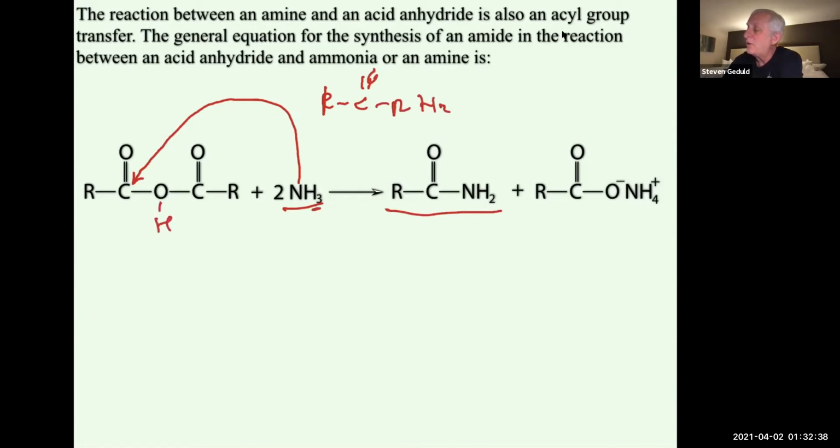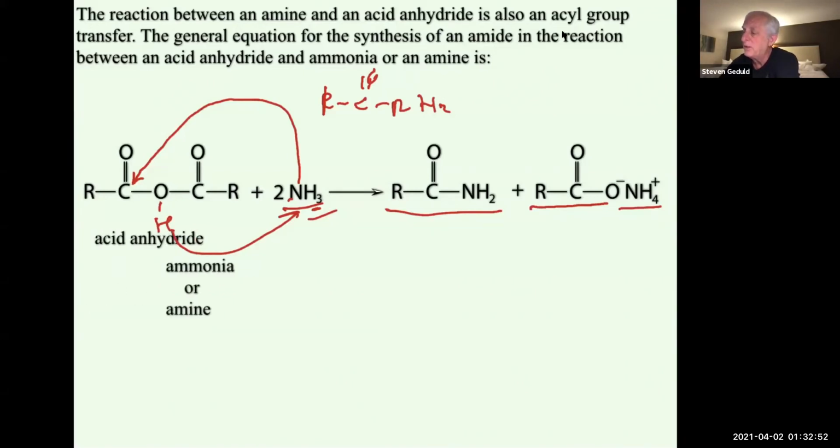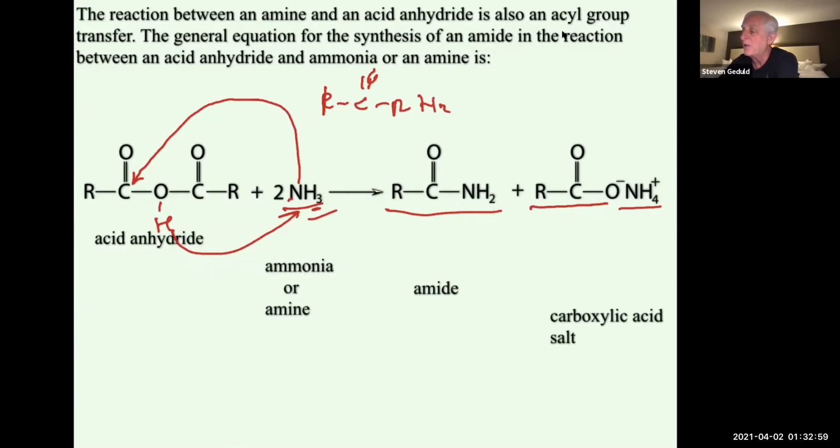So this is going to become OH from this extra hydrogen right here. Okay. And then the H is going to transfer to the second molecule to give you NH4 plus, and it takes the hydrogen off of the carboxylic acid. So this is your acid anhydride. This is ammonia, that's your amine, and it forms an amide and a carboxylic acid salt.